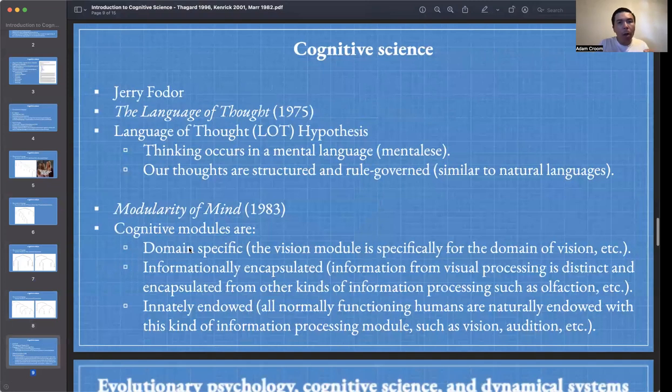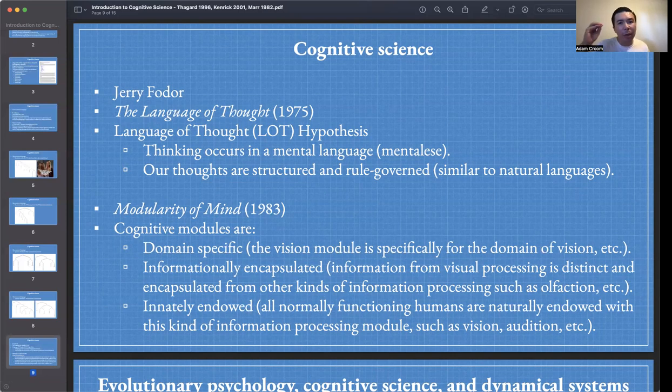This is even more so with internal thought, right? Our thoughts are structured. Our thoughts are not just independent parts or independent points, but our thoughts are structured, okay? And this is why we apply the term language of thought to our thoughts.